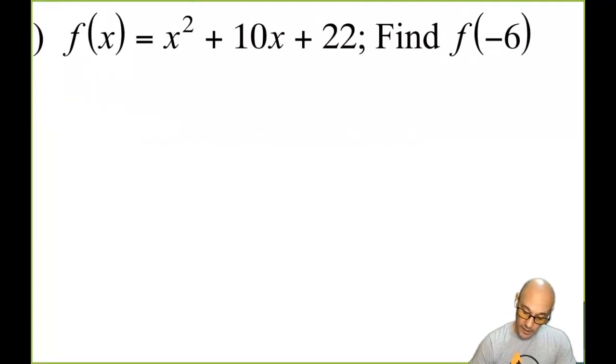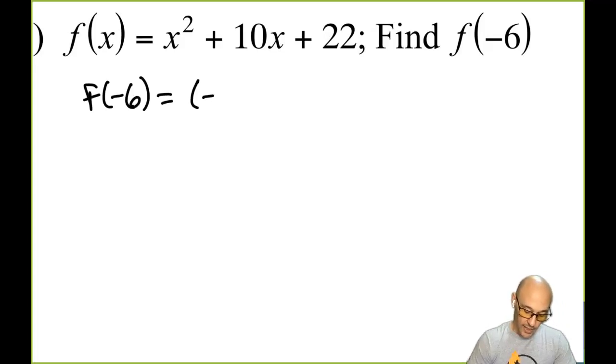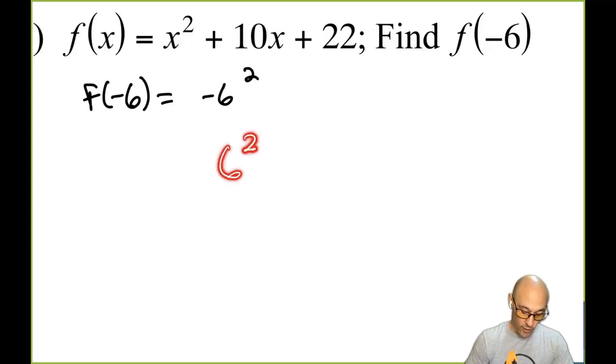So our input here is negative 6, so we have f of negative 6 is equal to, and I'm going to put this negative 6 in parentheses when I plug it into this x, because I have to square the whole thing. If I do it like this, this is actually saying, first you're going to square the 6, which will be 36, and then you're going to make it negative. So you'd get negative 36. But when you have the parentheses there, what it's saying is you're squaring negative 6, which is positive 36.